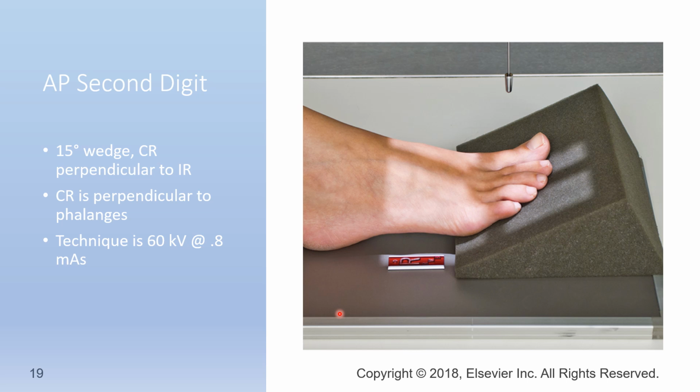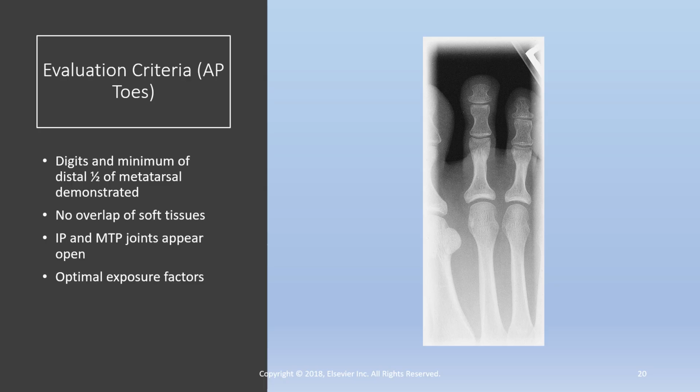If that is done correctly, then you will end up evaluating the digit and a minimum, notice it says distal half of the metatarsal. This is definitely enough because you can tell the metatarsal probably ends right about here. So that is actually a really nice image. So you have to demonstrate the digit of interest and a minimum of the distal half of the metatarsal. There should be no overlap of soft tissue. The interphalangeal and metatarsophalangeal joints should appear open, which they absolutely do.